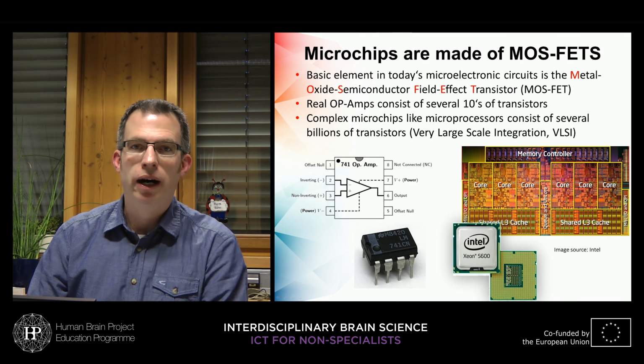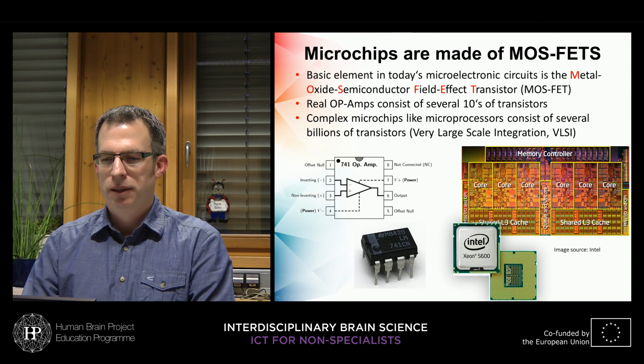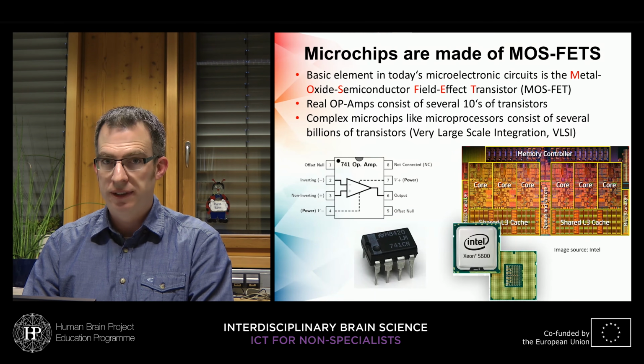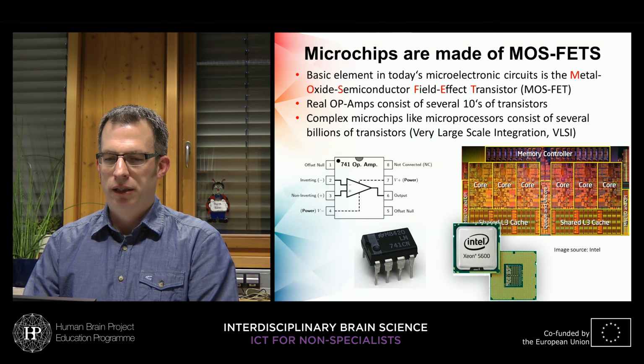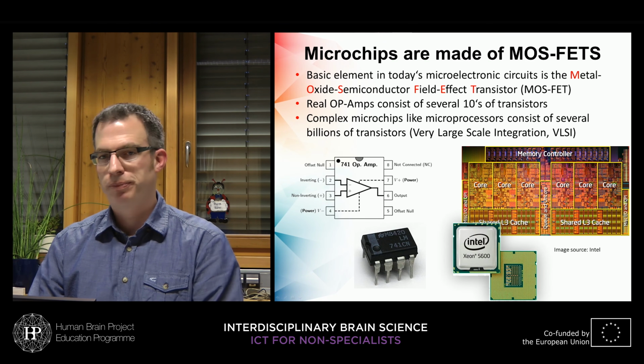All microchips are made of MOSFET transistors, most of the microchips, I have to say. So it's the basic element, and the name is the abbreviation of metal oxide semiconductor field effect transistor. That's the MOSFET. And real op-amps, like the one you already know, consist of several tens of these devices, of transistors, and complex modern microprocessors, like for example this Intel Neuran processor. This is just a picture of the core. Consists of several billions of transistors.